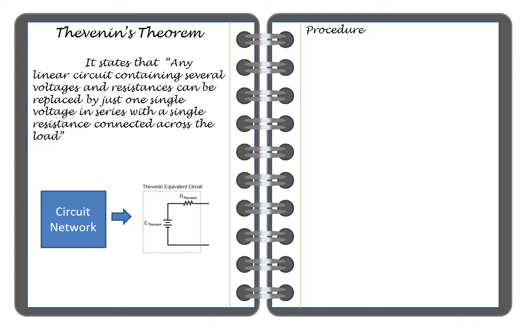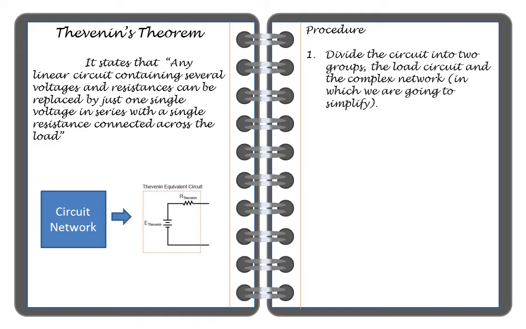So how can we apply this Thevenin's theorem? Here's the procedure. First, we need to divide the circuit into two groups: the load circuit and the complex network. The complex network is the one that we're going to simplify. The load circuit, we leave as it is. The next step is we remove the complex network from the load circuit. This will create an open circuit part of the complex network.